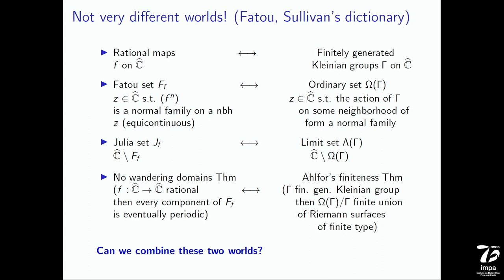Being inspired by a big theorem in Kleinian groups, Ahlfors' finiteness theorem, Sullivan proved the no wandering domain theorem, which was a revolution in one-dimensional complex dynamics. But yes, these two worlds are not that different. And here we are interested in whether we can combine them. Can we find an object that can be both at the same time?